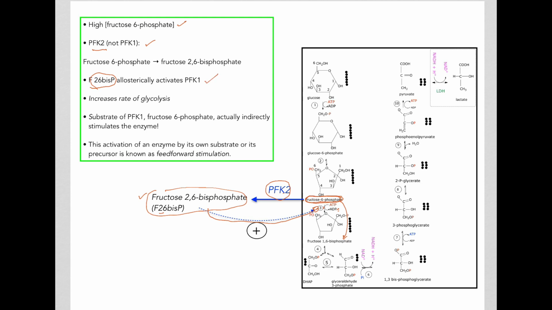So fructose 2,6-bisphosphate allosterically activates PFK1, and that increases the rate of glycolysis. So in this case, the substrate of PFK1, which is fructose 6-phosphate, is actually indirectly stimulating PFK1 through the action of PFK2. This activation of an enzyme by its own substrate is called feed-forward stimulation.